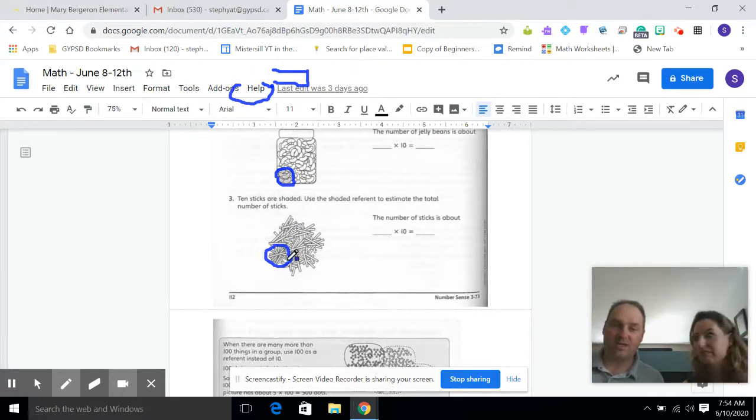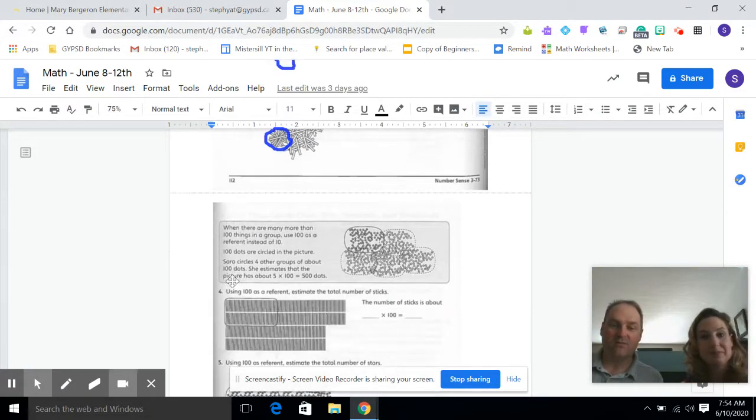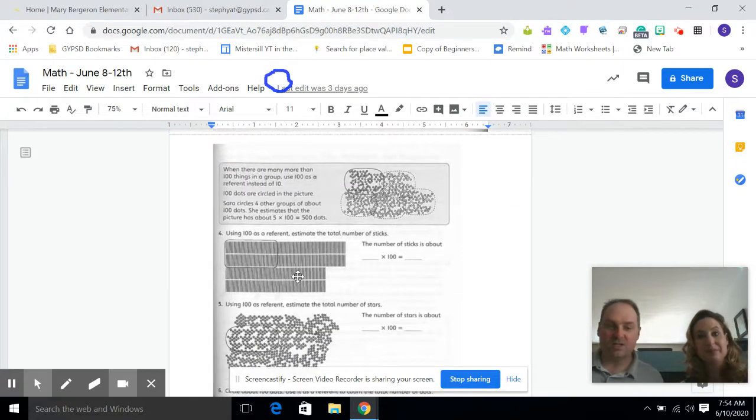Because you don't want to sit there and count, because it's wasting time, and honestly, it would be a lot harder, and you'd have more opportunity to lose your count, which you don't want to do. When you get into the bigger groups of items, your referent becomes bigger, because it's actually easier to count by larger amounts than it is to count by ones.